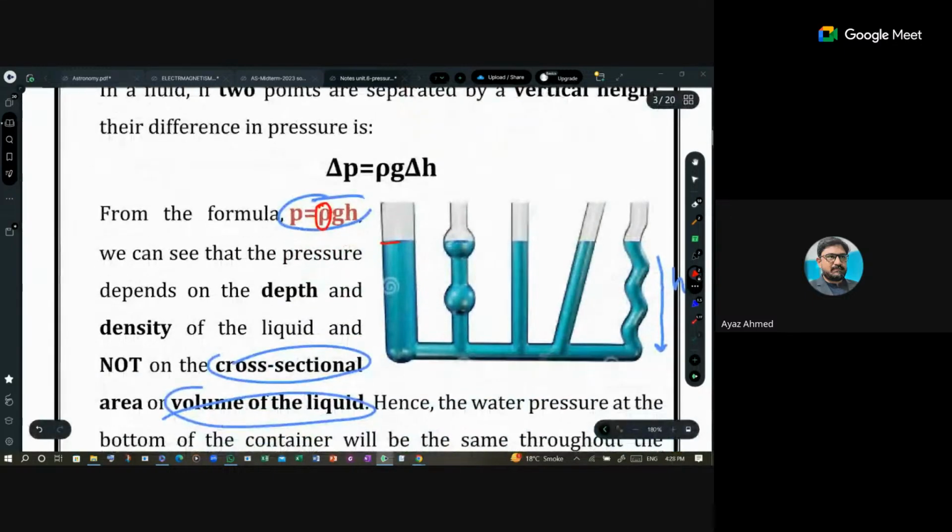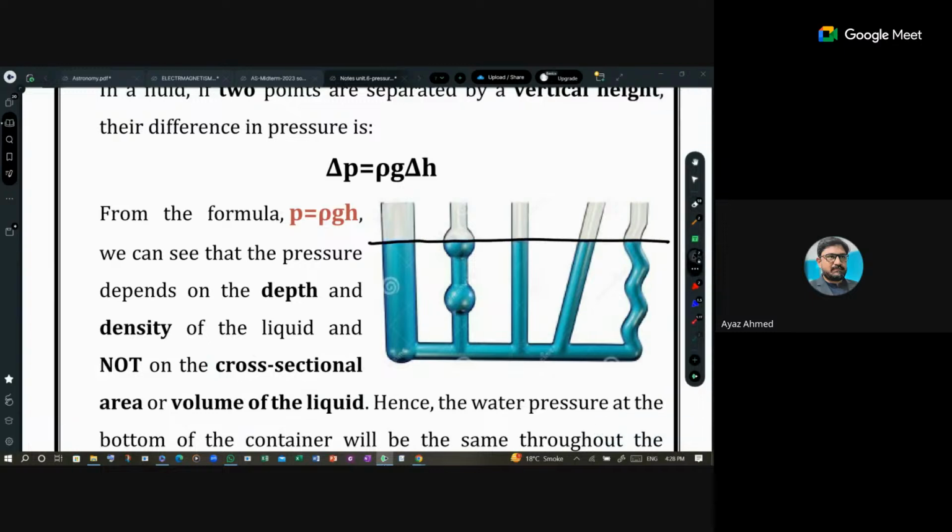So remember this: whatever the shape of the container is, if the vertical height is the same, check this one out. All the liquids have the same density, and they have the same vertical height. I'm talking about vertical height. So they have the same vertical height, that's why the pressure on the base of all these containers is the same. Okay, is it clear to you? Yes, sir.